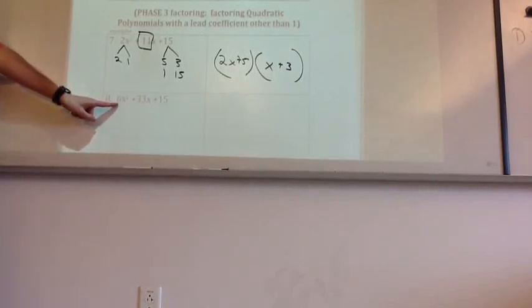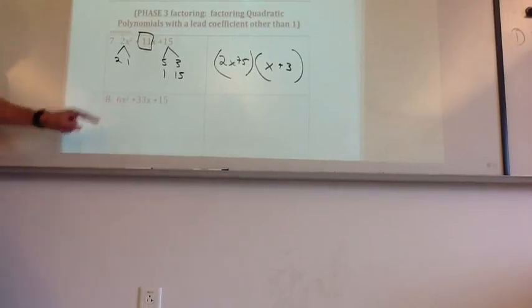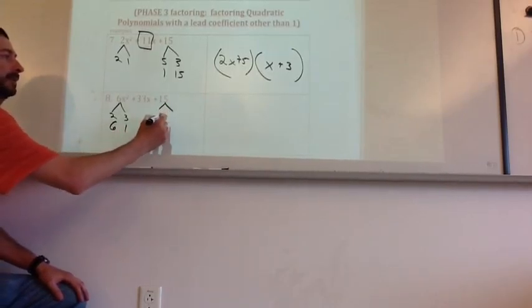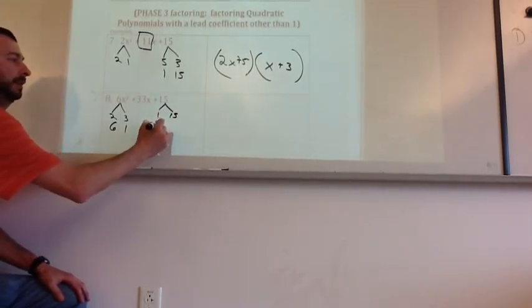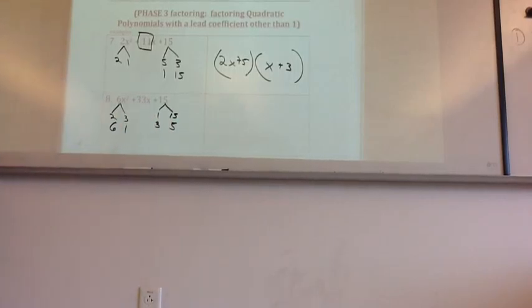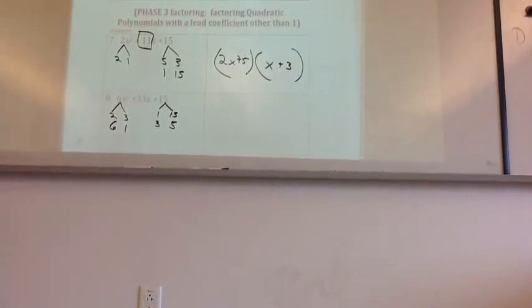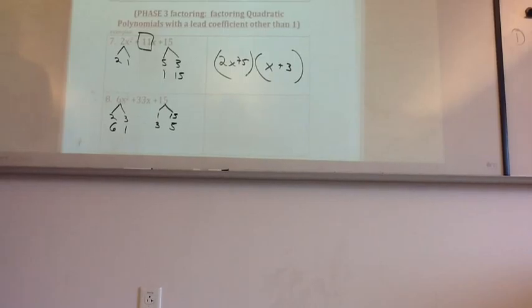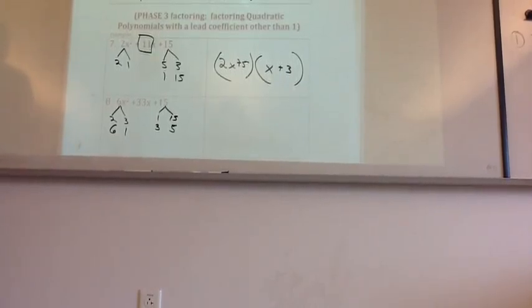This one has a lead coefficient of 6. What are the possible factors of 6? 2 and 3. 6 and 1. Possible factors of 15. 1 and 15. 3 and 5. I now have 4 possible choices for the beginning of my sets of parentheses, and 4 possible choices for the end of my parentheses. 4 times 4 is 16. We have 16 possibilities to try to find the combination that will give me the 33 down the middle. 15 will fail. 1 will pass.